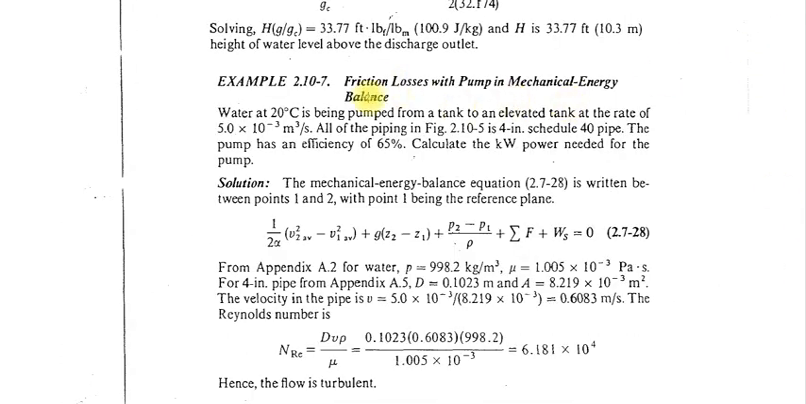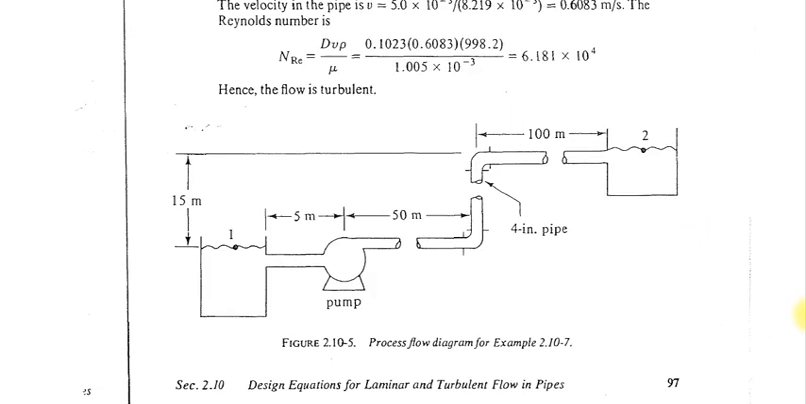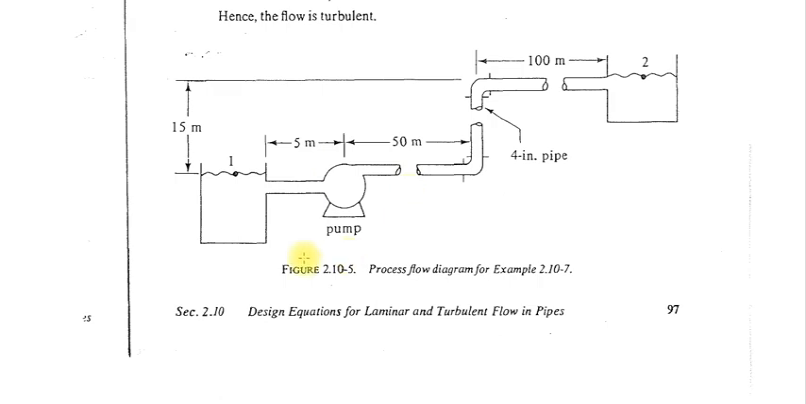Now this is the second problem, a similar problem. The difference between this problem and the above problem is that here you also have a pump inside the system. And now here you have to calculate the power requirement of the pump. In the previous problem you had to calculate the height. Here the height is given. In this problem you have to calculate the power requirement of the pump. This is also a similar problem.